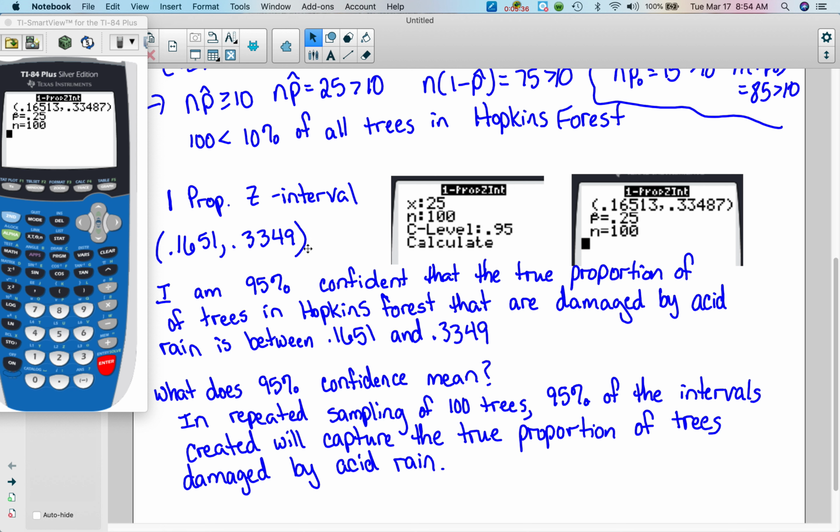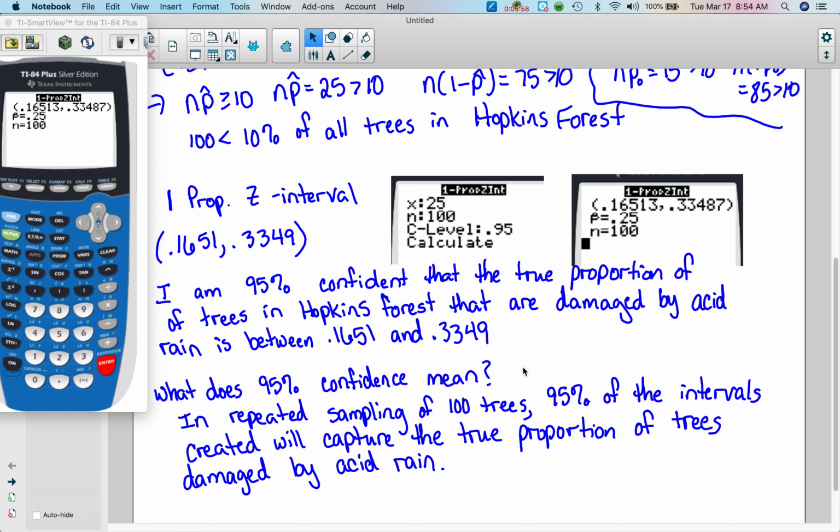Then I would list out what that was, and my interpretation is critically important. I am 95% confident that the true proportion of trees in Hopkins Forest that are damaged by acid rain is between 0.1651 and 0.3349. Then that would be my conclusion, and that would be fine as your conclusion.